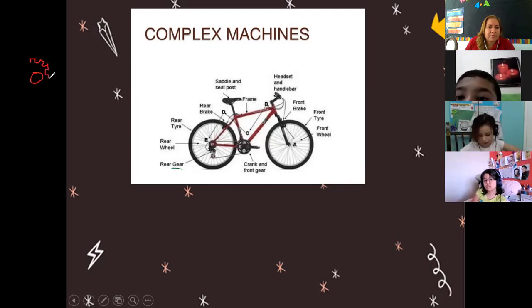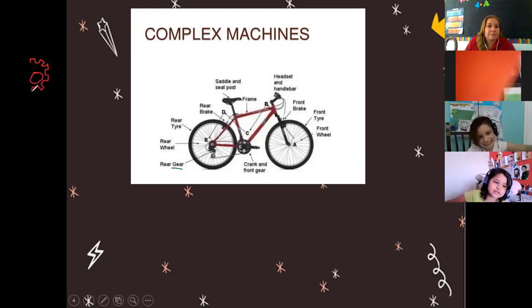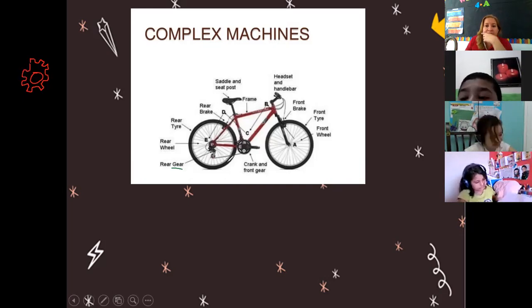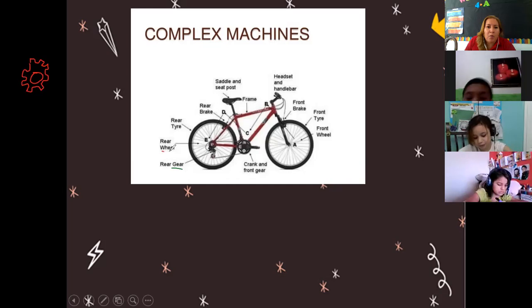You have bicycles, right? Yes, but I'm not in my house. Then we need to copy that. Make a drawing of this bicycle. Look at this. I am not good at drawing bicycles, but you can make a simple drawing. Okay, so it has a rear gear, a wheel, a tire, brakes, and a saddle. We need to put the names. Just make the drawing and write complex machine.